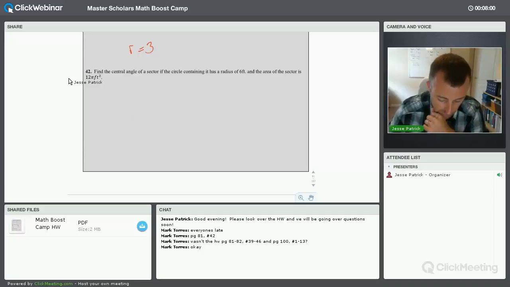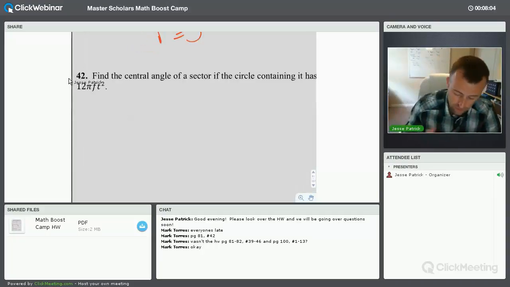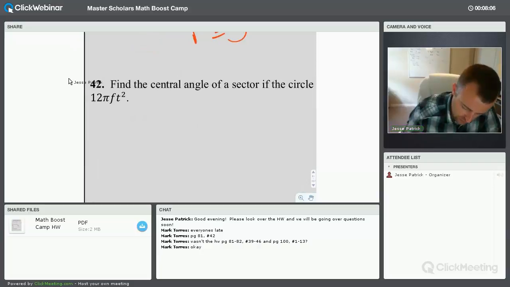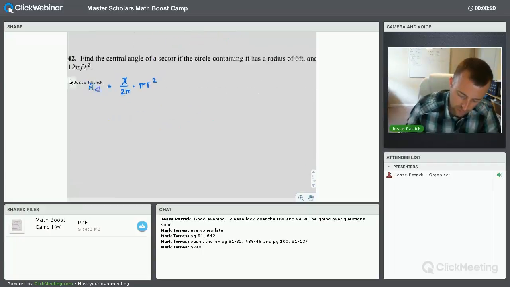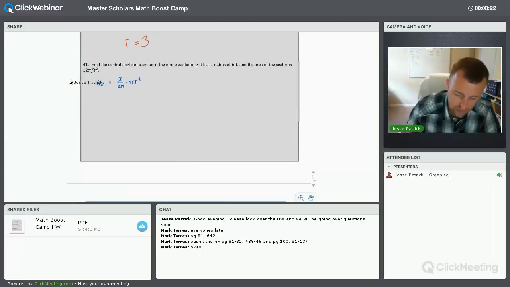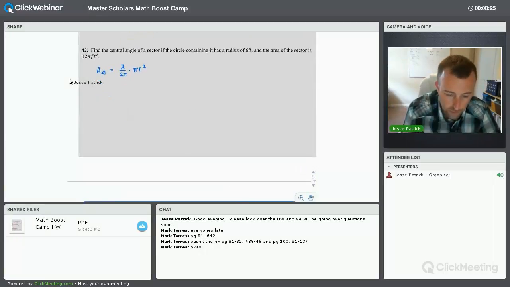So like I said, with 42, I'm just going to do the radian one, and the only difference is the formula that you would use to solve this. The formula is going to be area of a sector. So I'll do area of a sector equals x over 2 pi times pi r squared. Now at this point, you're just going to plug in what they gave you into that formula and see what you get.